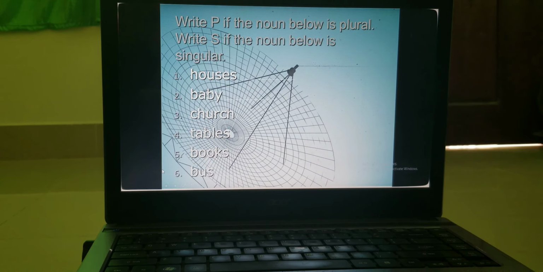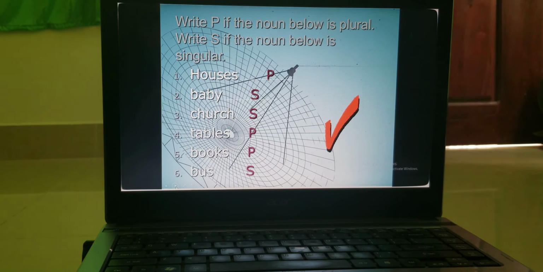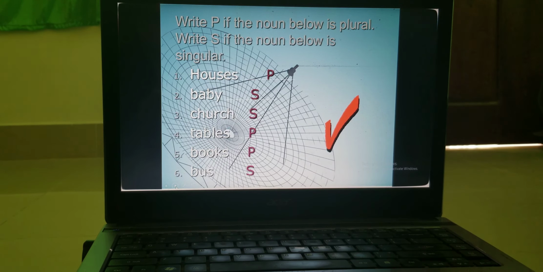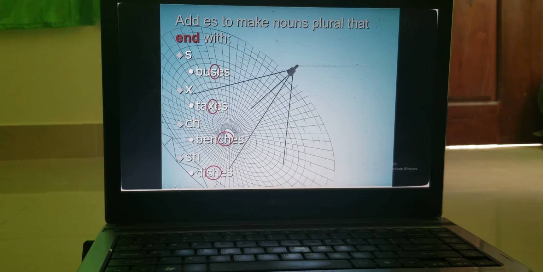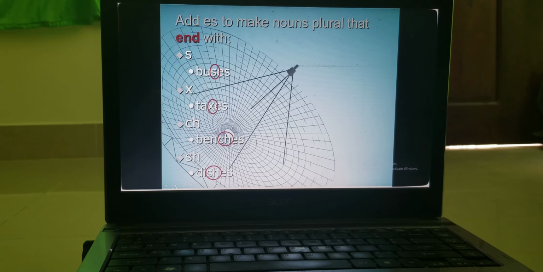And now we take a look at the answer for this word. Okay, here is the answer. Number one is plural. Number two, baby, singular. Number three, church, singular. Number four, table, singular. Number five, books, plural. And number six, bus. So we add ES to make nouns plural that end with S, like buses, you see?